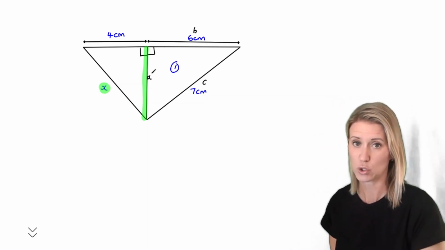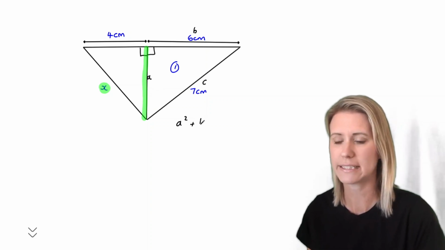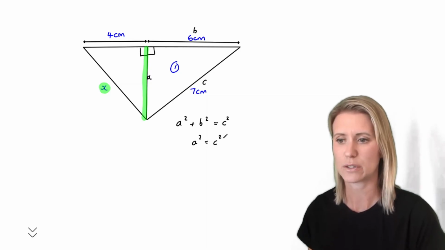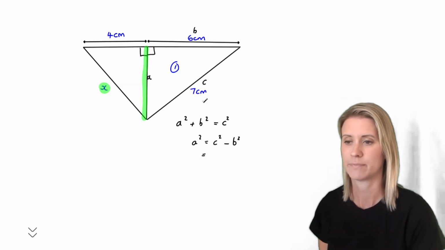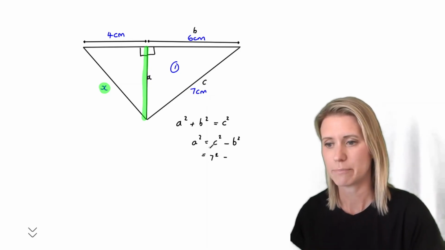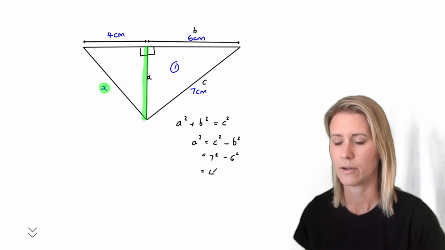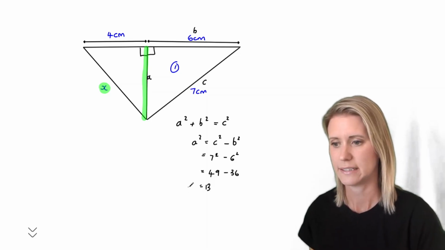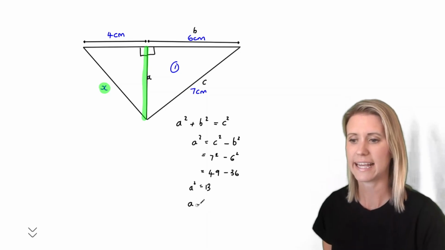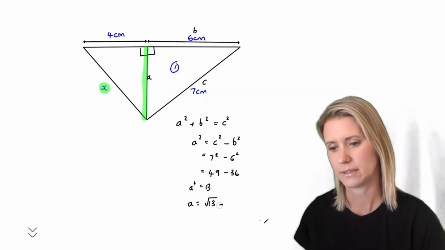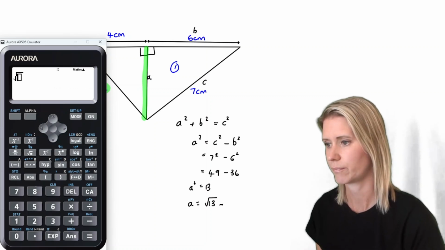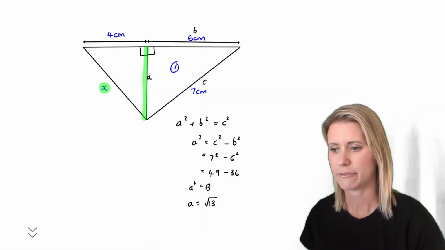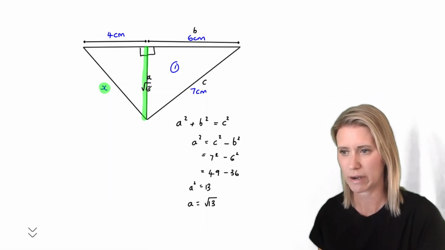Now as we're trying to find a shorter side, we're going to subtract them. A squared plus b squared is equal to c squared, but we're trying to find a, so a squared is equal to c squared, subtract b squared. C squared is 7 squared and b squared is 6 squared. 49 subtract 36 is equal to 13. So a squared is 13. A is equal to the square root of 13, which is equal to 3.6.